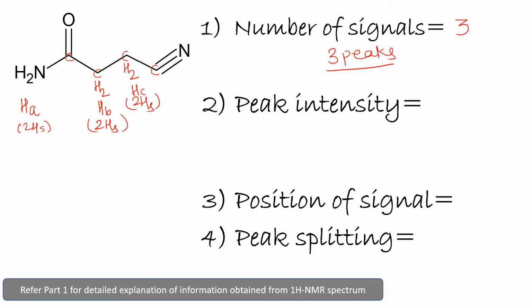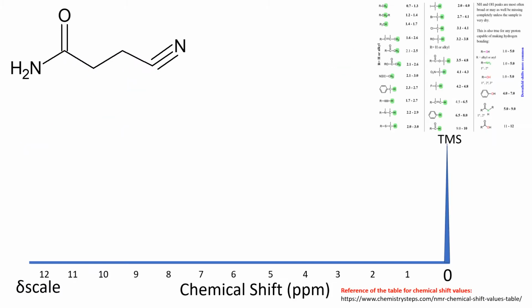And what is the peak intensity? HA represents 2 hydrogens, HB also represents 2 hydrogens, and HC also represents 2 hydrogens. In simple words, each is a peak representing 2 hydrogens. So the peak intensity for all 3 peaks would be almost similar. Now what is the position of the signals and what is the peak splitting, we will learn in the next slide. Let me name them again: HA, HB and HC.